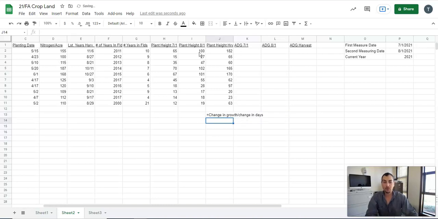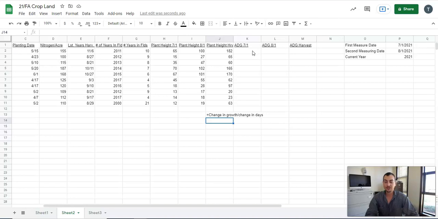So for example, we've had a plant height of 65 now. What was our original plant height? Well, 0, because it was barely emerging. So we have a change in growth, which is going to be 65 minus 0, divided by the change in days. So how many days has it been since the planting day until this July 1st? So now we're actually going to be using our constant of July 1st and plugging it in and comparing it to this planting day.